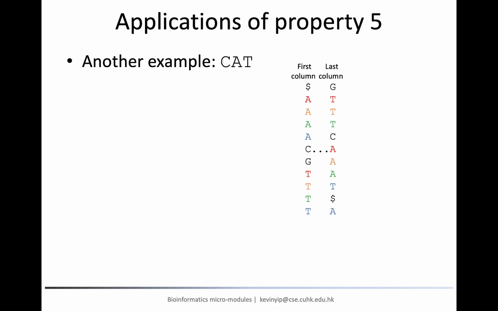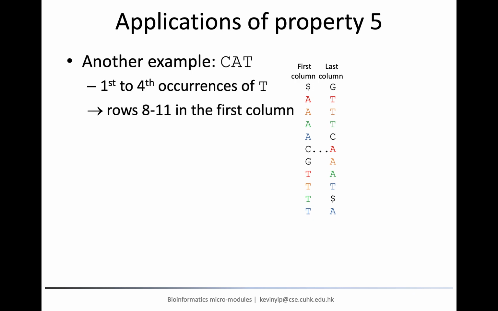Let's see another example with a longer query. This time, we want to search for CAT. First, we look for T in the first column of the sorted rotation matrix, and we find that there are 4 occurrences of it in rows 8 to 11. Next, we check whether these rows contain an A in the last column, and we find that they contain the third and the fourth occurrences of A, shown in red and orange, respectively.